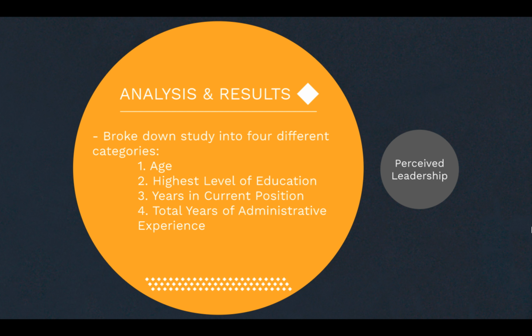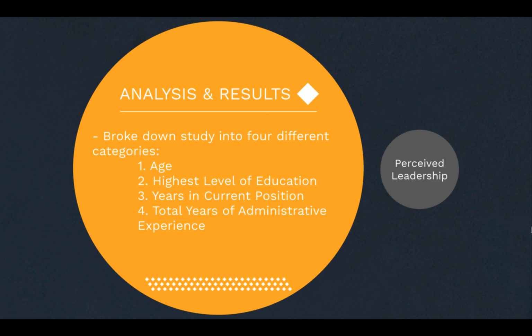Second, the highest level of education, dividing into undergraduate degree and a graduate degree. Third, years in current position, less than 7 years and over 7 years. And finally, total years of administrative experience is divided into less than 9 years and more than 9 years.